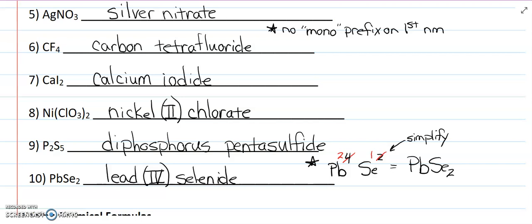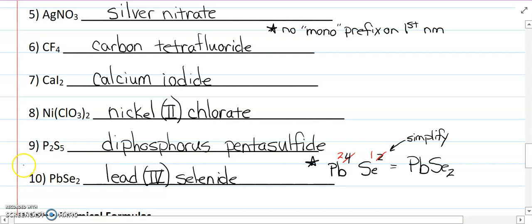Please note on number 6, there is no mono prefix on the first nonmetal. Very similar to carbon monoxide and carbon dioxide, we don't say monocarbon. This is carbon tetrafluoride. The second is check number 10, because that's tricky. Lead can be either a 2 or a 4.